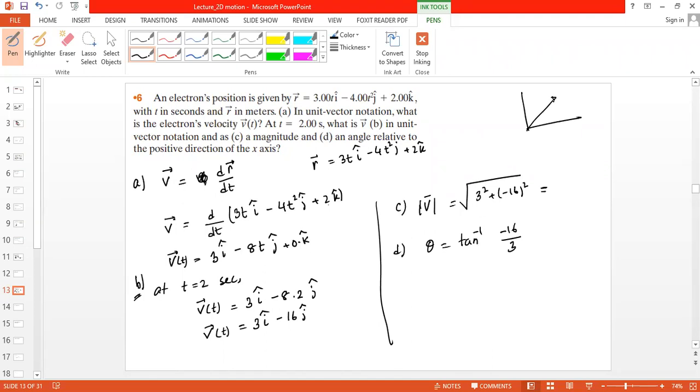If a vector A makes an angle theta with the positive x direction, this is the x direction, this is the y direction. We know that the x component Ax equals A cosine theta and the y component Ay equals A sine theta. I already discussed it, I think, in the first class. So Ay by Ax equals tan theta. That means theta equals tan inverse of Ay by Ax. So if I divide the y component of my vector by the x component and take the tan inverse, that will give me the angle.